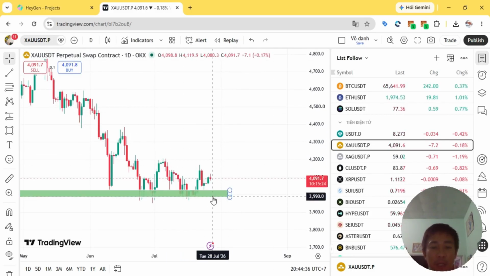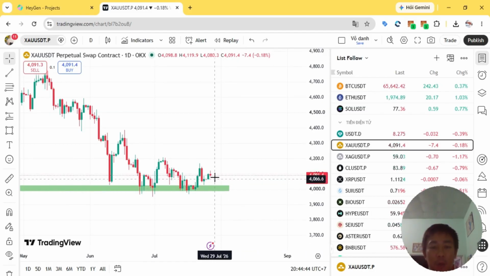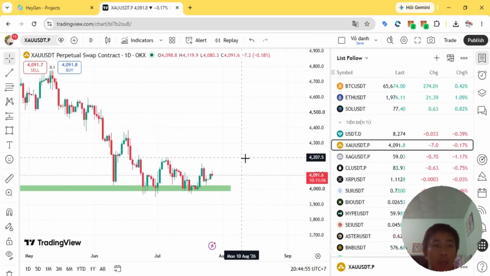So we'll be watching somewhere around the 3,970 to 4,120 zone. That's the area where we'll open our positions. Because gold will continue to move within that range for quite a long time. So that's the zone where we'll open either long or short positions. That's my analysis of gold for tonight.